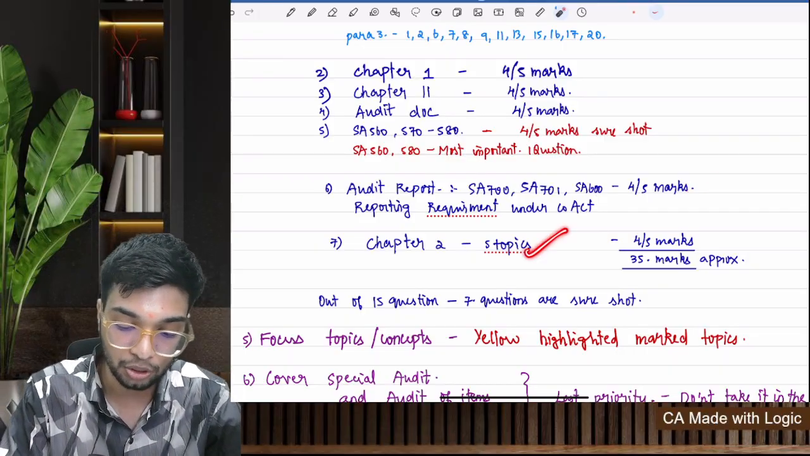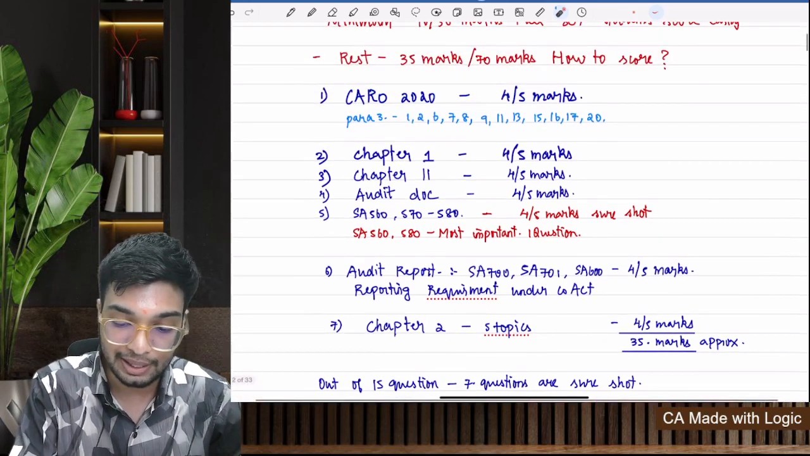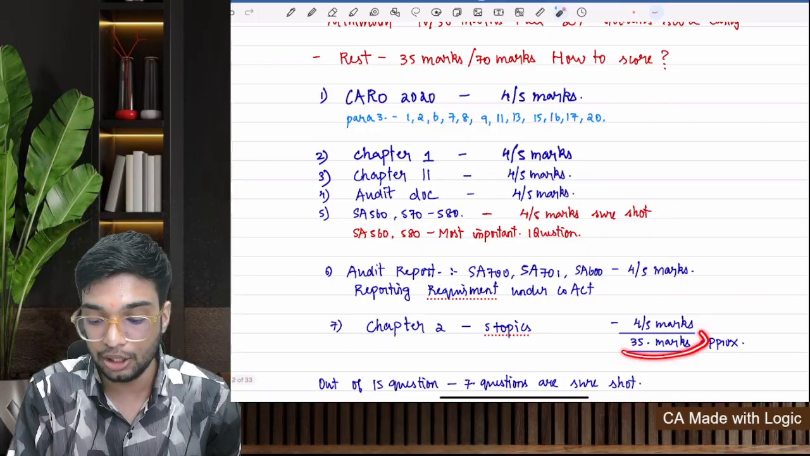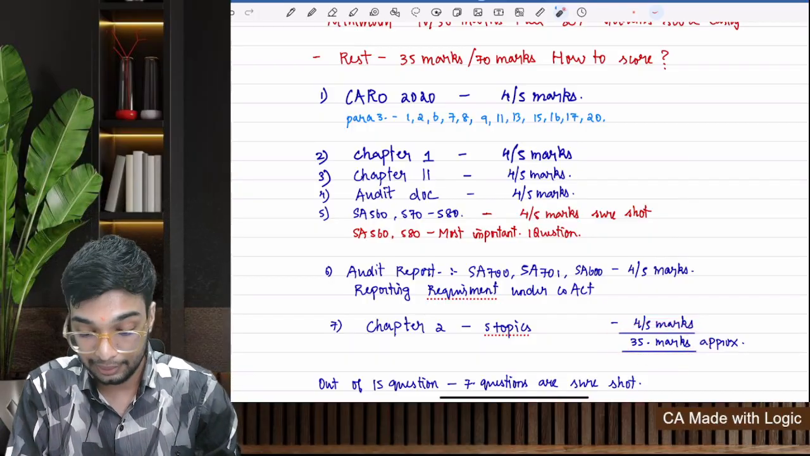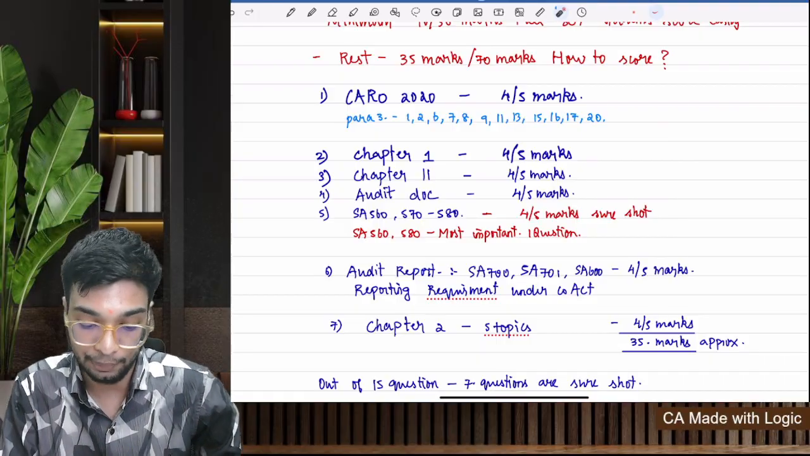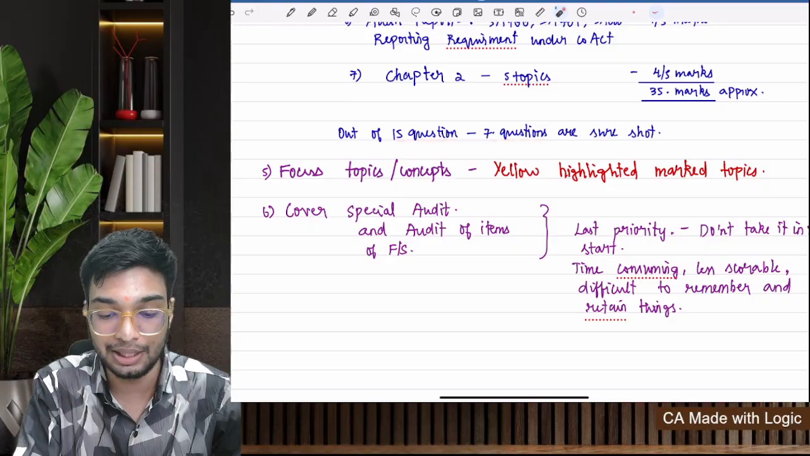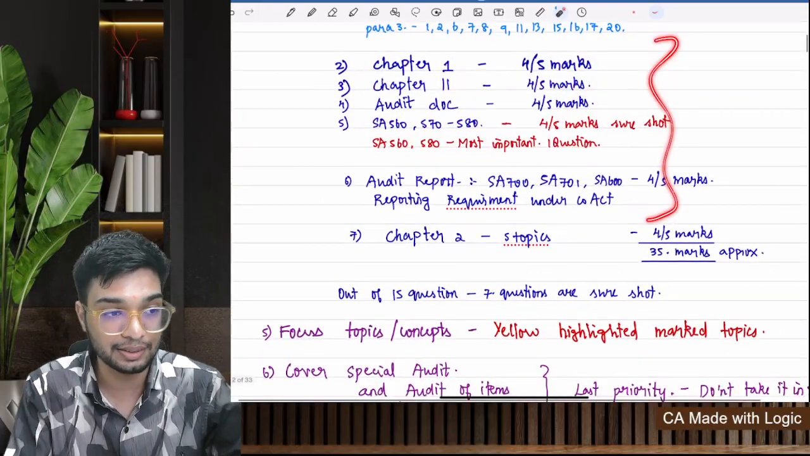Then comes chapter number two. I have already said those 5 to 6 topics. If you cover these chapters, definitely you will be able to score. It will cover at least 35 marks in your exam paper. Out of 15 questions, 7 questions are from these chapters which I have discussed.